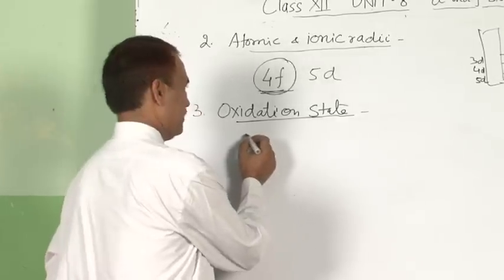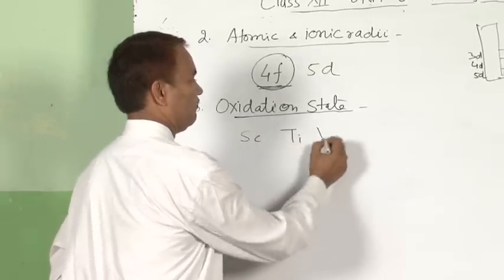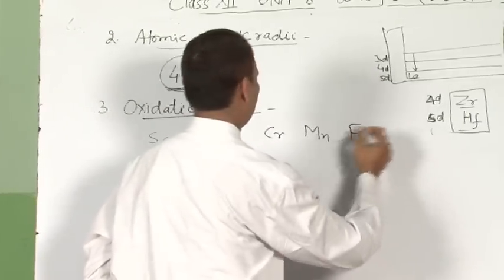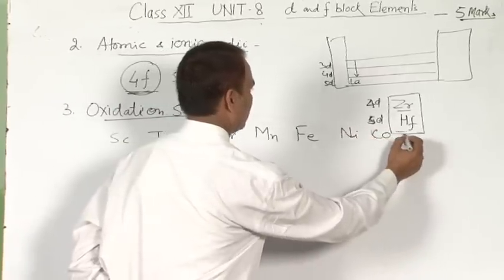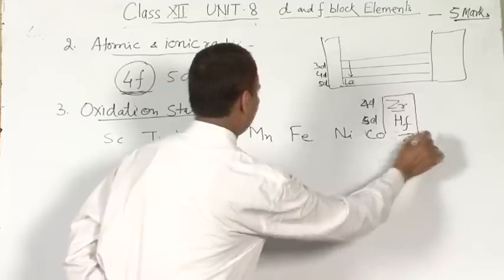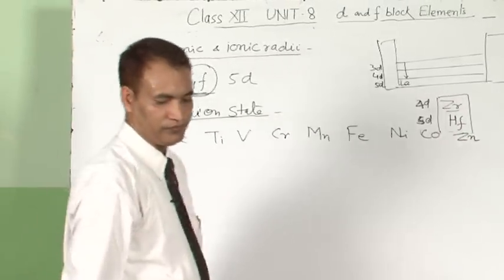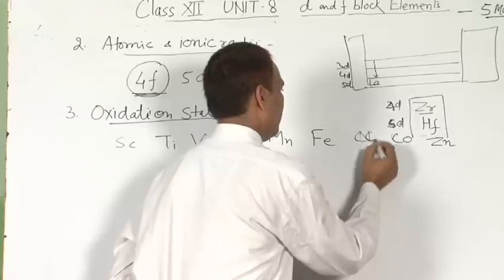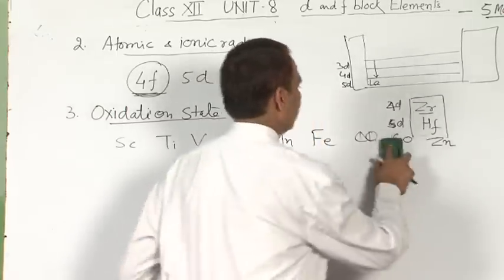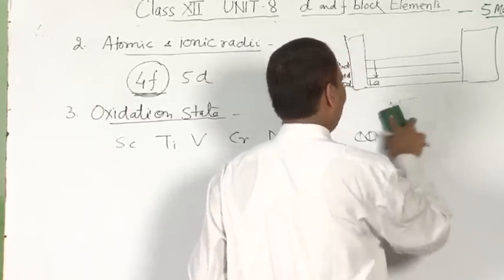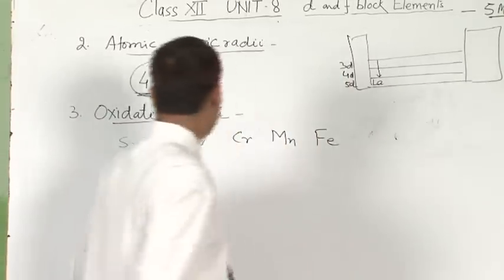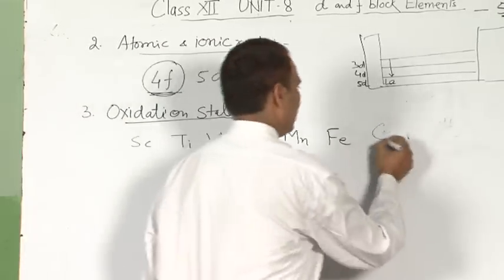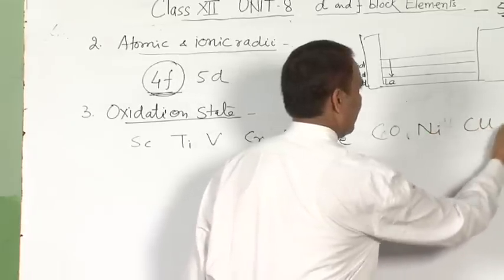The variable oxidation states of 3d series: scandium, titanium, vanadium, chromium, manganese, iron, cobalt, nickel, copper, and zinc.